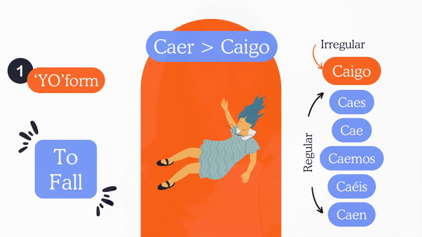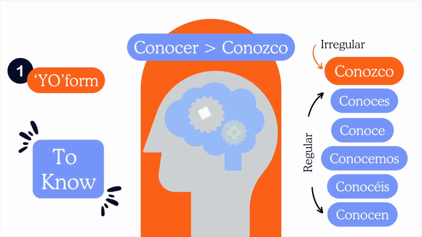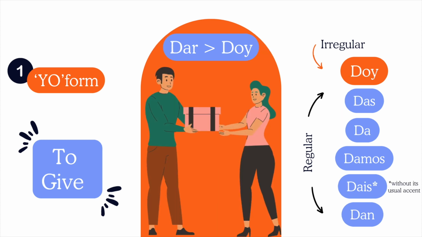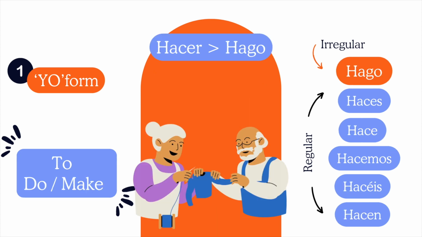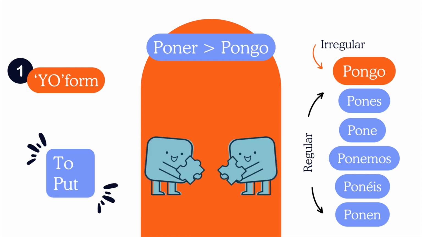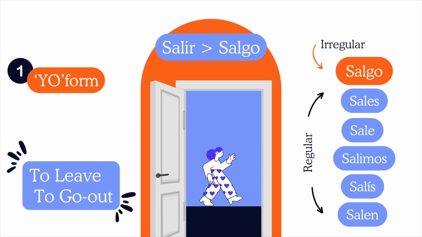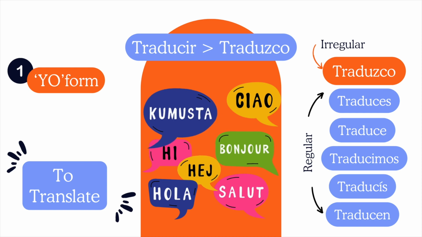Here are a few examples of verbs that fall into the first camp. Caer goes to caigo, to fall. Conocer, conozco. Dar, doy. Hacer, hago. Poner, pongo. Salir, salgo. Traducir, traduzco. Each of these verbs, after its form in the first person, are regular thereafter. It's just when you're talking about yourself.